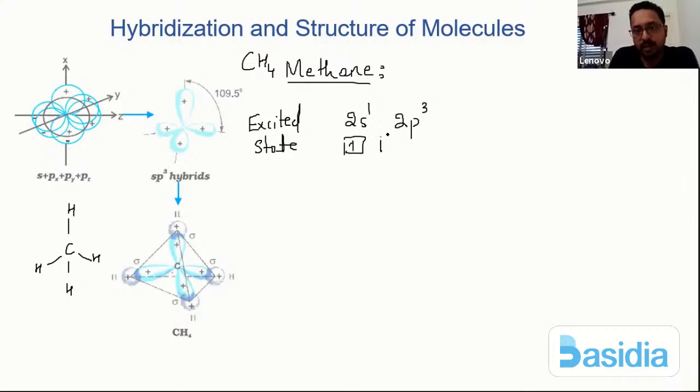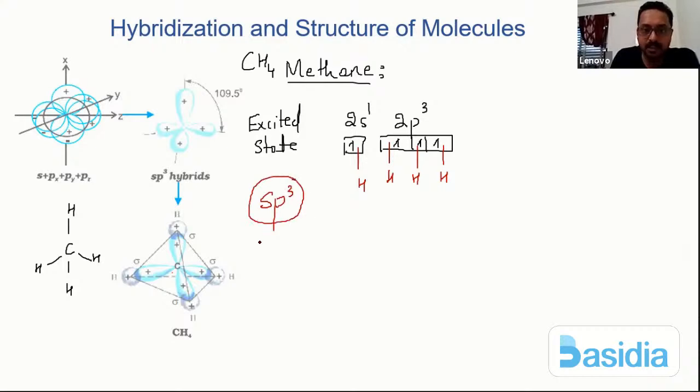So there's one electron over here, and then there are 3 electrons over here, one here, one over here, one over here. So how many hydrogens are linked now? There are 4 hydrogens, one over here, one over here, one over here, and one over here. So this carbon has involved its 2s orbital, one 2s orbital and 3 2p orbitals. So the hybridization is what here now? The hybridization is SP3 hybridization, giving us the tetrahedral structure.